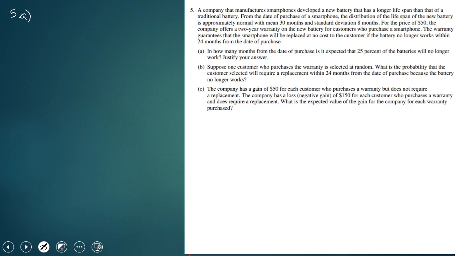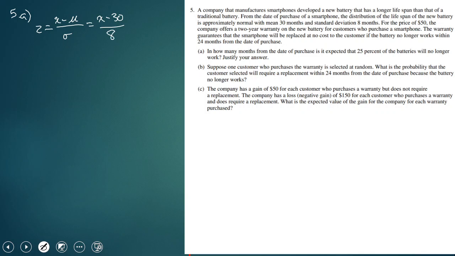Okay, in how many months from the date of purchase is it expected that 25% of the batteries will no longer work? Justify your answer. Okay, so this one is a fairly simple probability question. All you have to do is use z-scores. So remember the formula for a z-score is x minus mu over sigma. So it's x minus 30 over 8.